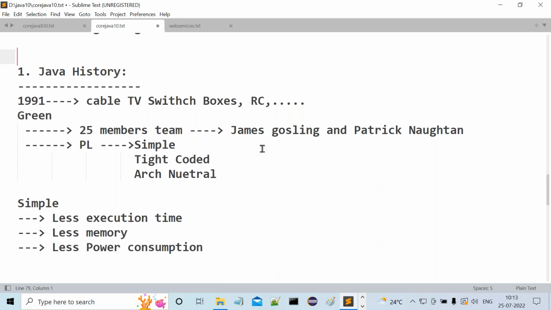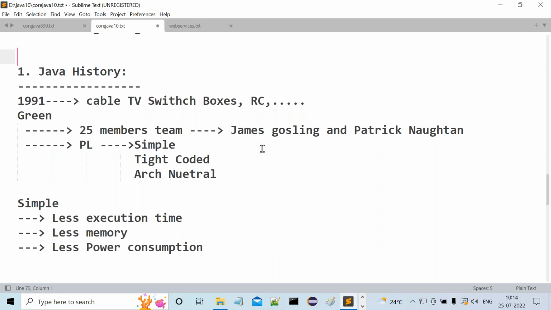Before starting their implementation, before starting to create a new programming language, they wanted to implement some features in it. Mainly three qualities they wanted to implement: a simple programming language, a tight-coded programming language, and an architecture neutral programming language.